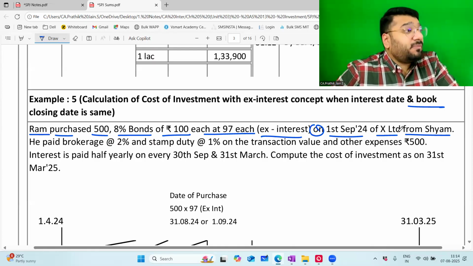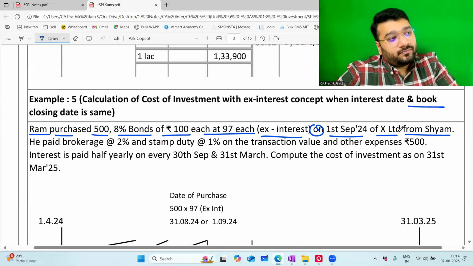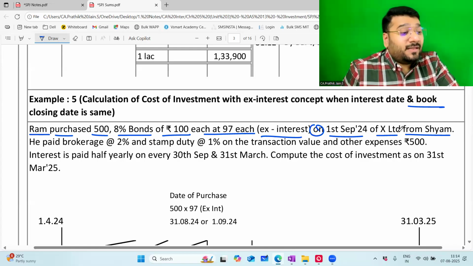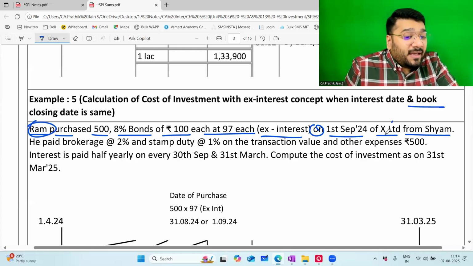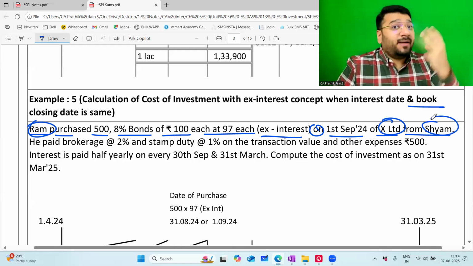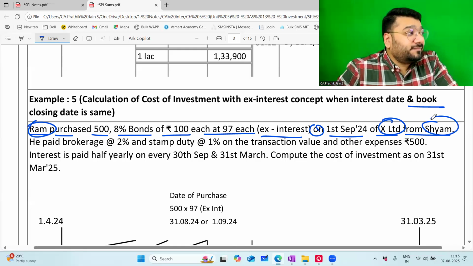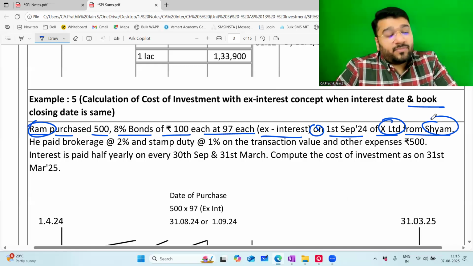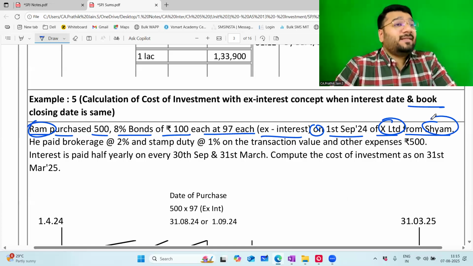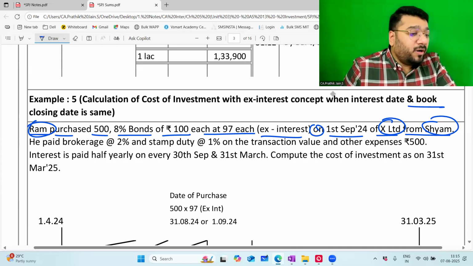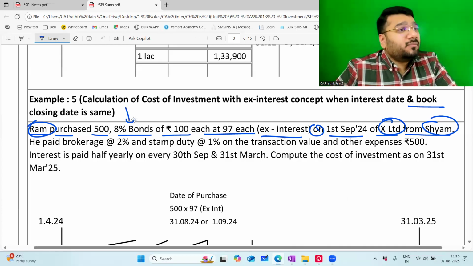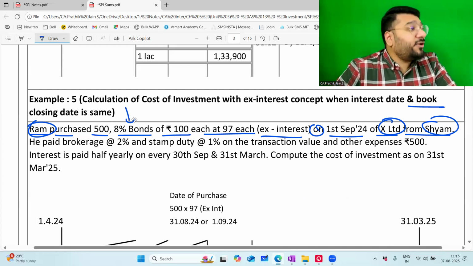I have a lot of questions from the first line. Who is buying from whom? Think and respond. There are 3 parties. Ram is one party, X Limited one party, Sham is one party. 3 parties involved together. Ram is buying from Sham. So who is the buyer? Ram. Who is the seller? Sham. Okay. What are they buying and selling? Bonds. 8% bonds. What is bond? Interest bearing investment. Interest bearing security. Debenture is security. Bond is security. Share is security. So this is interest bearing bonds.